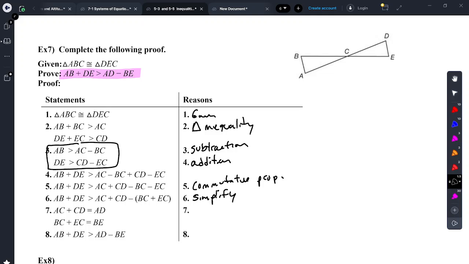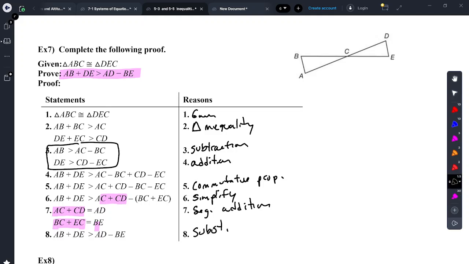Now, why is AC plus CD equal to AD? Segment addition. And you see what we're going to do here? By setting up segment addition, look here. We have AC plus CD, that's this, right? And we have BC plus EC, that's this. So now what are we going to do? Plug that in for that, plug that in for that, and you get that it's true, right? So what is this? Substitution.